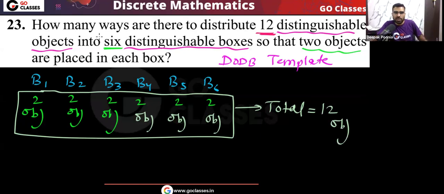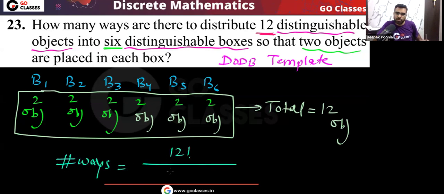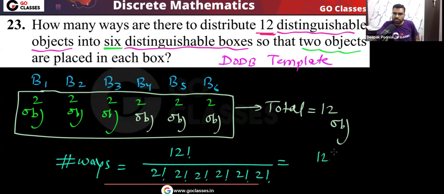Now here, how many ways are there? So the number of ways to distribute will be equal to 12 factorial divided by 2 factorial, 2 factorial, 2 factorial, 2 factorial, 2 factorial, 2 factorial. So that will be your answer: 12 factorial divided by 2 factorial power 6. I hope you understood. So this is a very simple template, DODB template.